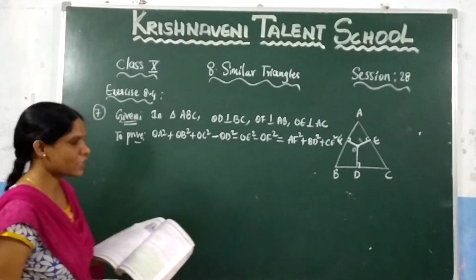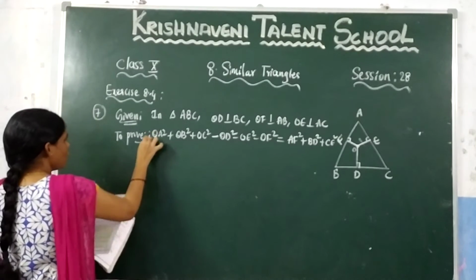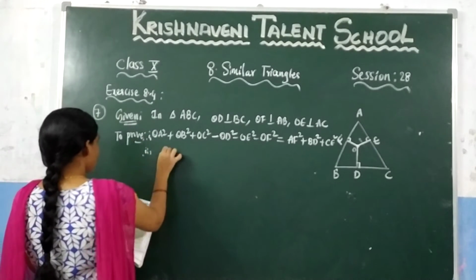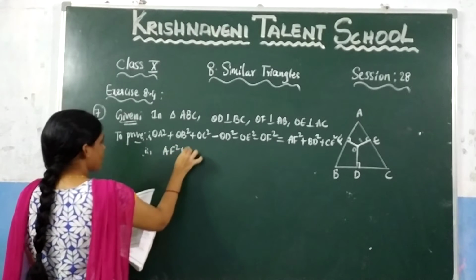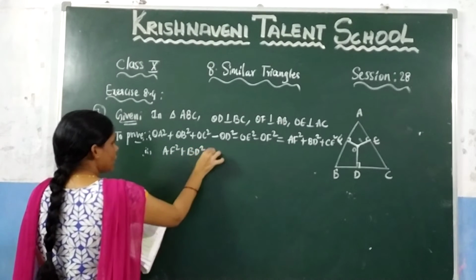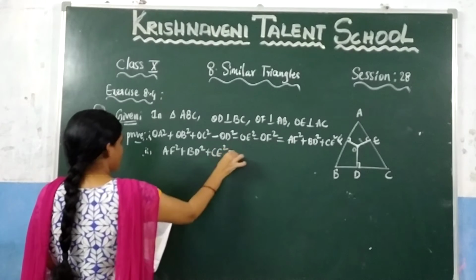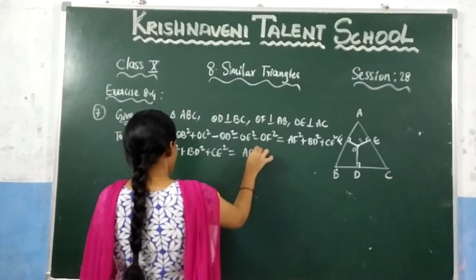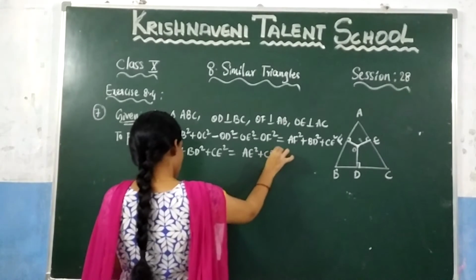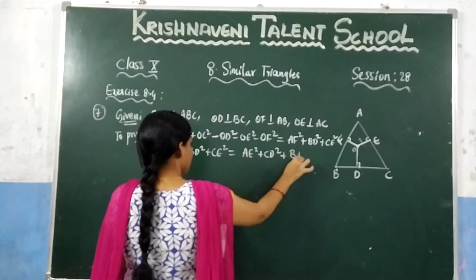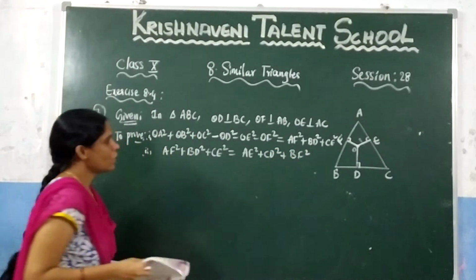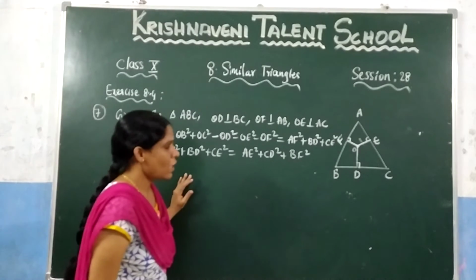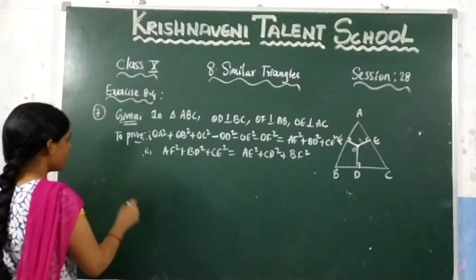This is the first condition, and again what we need to prove, the second one, which is AF square plus BD square plus CE square is equal to AB square plus CD square plus BF square. This is what we need to prove here. So, how to prove this one? Let us see here.